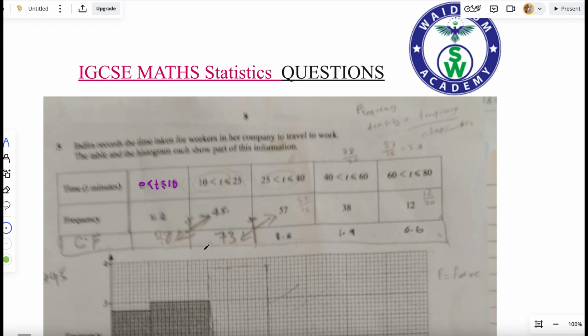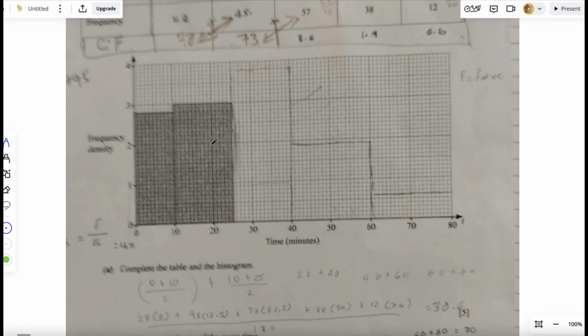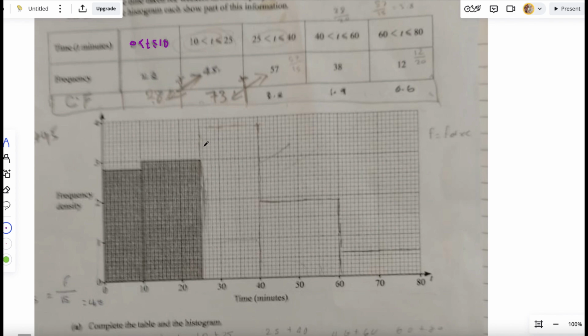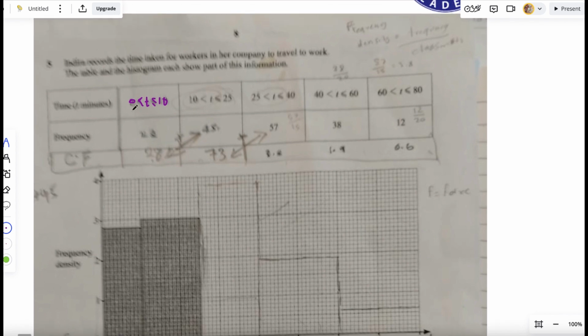Now the question says we should, I think they want us to compute this one, to complete this. This is a frequency density. They've drawn the first two for us. So we're going to calculate frequency density, and we'll be able to complete this graph. They did only the first two, and then we're going to complete the rest. Now how do we calculate the column for frequency density? We can draw one column here to include the frequency density.